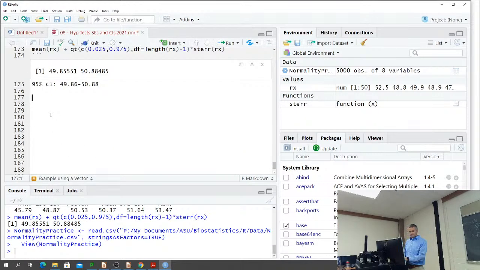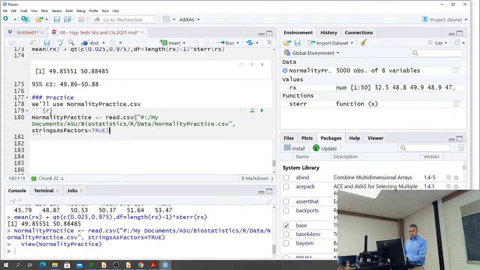So, practice problems. We'll use normality practice.csv. Right. So I'm going to make sure I have header equals T on here, since it didn't really add that. I think header equals T is the default, but I'm just going to make sure it's there. So if I rerun this, I don't have any problem.